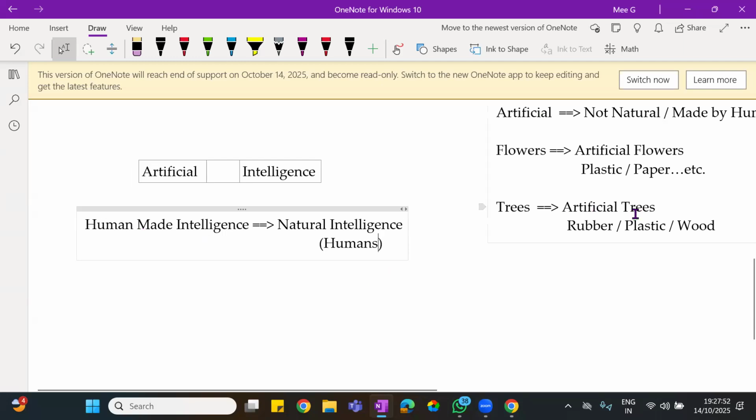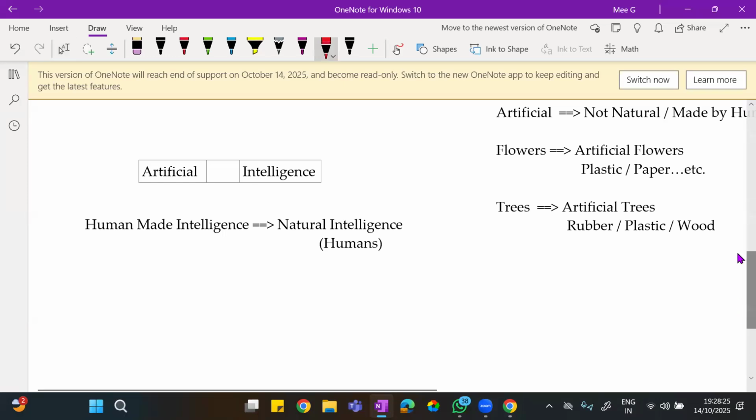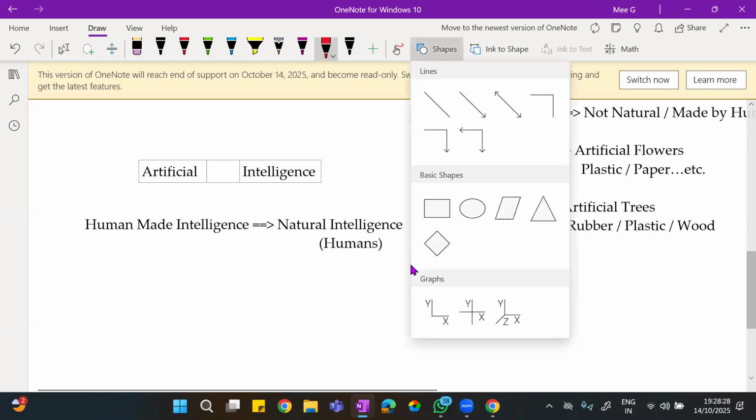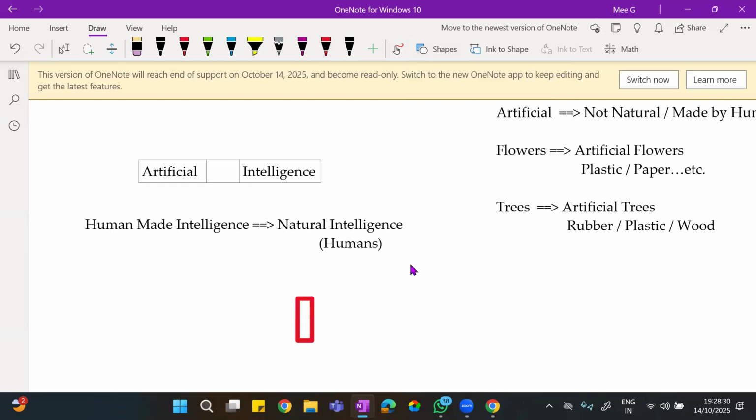It's the same way as artificial trees and natural trees, artificial flowers and natural flowers. So now we can say: what is artificial intelligence? This is a field of computer science which is used to build intelligent machines. So what you are going to do in this is, you are going to have a machine. Let's take it, this is a machine.